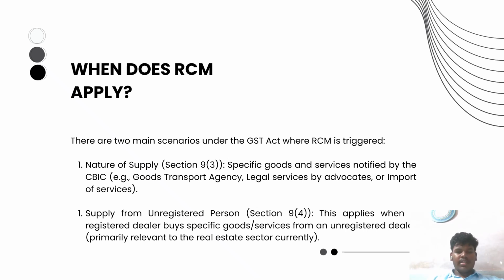There are two main scenarios under the GST Act where reverse charge mechanism is applied. First, the nature of supply. Specific goods and services notified by the CBIC, for example, in goods transport agency, legal services by advocates, or import of services. Second, supply from an unregistered person. This applies when the registered dealer buys specific goods or services from an unregistered dealer.